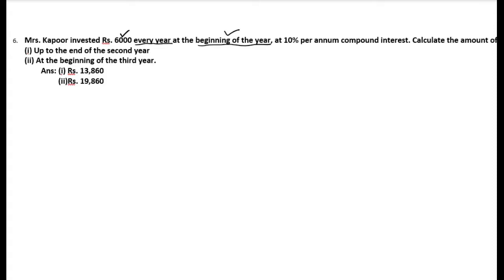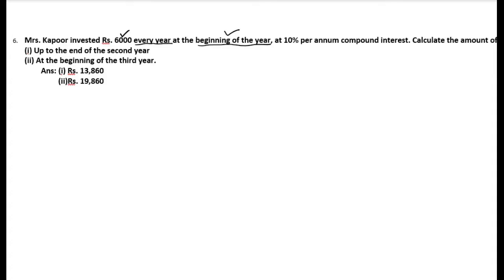So beginning of the year means, let's say the year begins in January. So she invests in January. She has 6,000 rupees at the beginning of every year and she invests those 6,000 rupees immediately at the beginning of the year itself. Now the whole year, suppose the beginning of the year was, let's say, 2019.